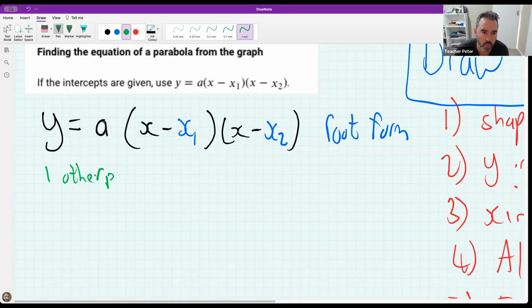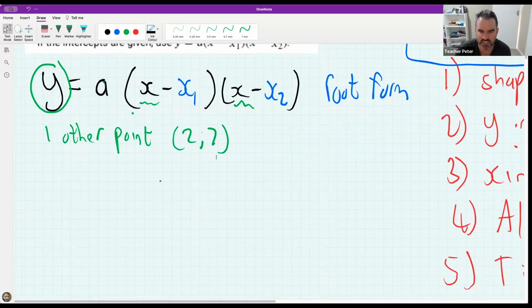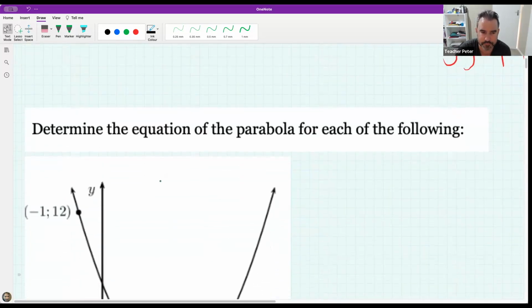And what will we do with the one other point? Well, we'll simply sub it in. So if we have one other point, we'll sub it in here for y, and we'll sub it in here for x. So if we have the point like, say, 2, 7, you'd put 2's where the green things are, and you put a 7 where that is. And then you'd already know what x1 and x2 are, and you'd work out a. Let me show you with an example, because otherwise it's probably a bit weird.